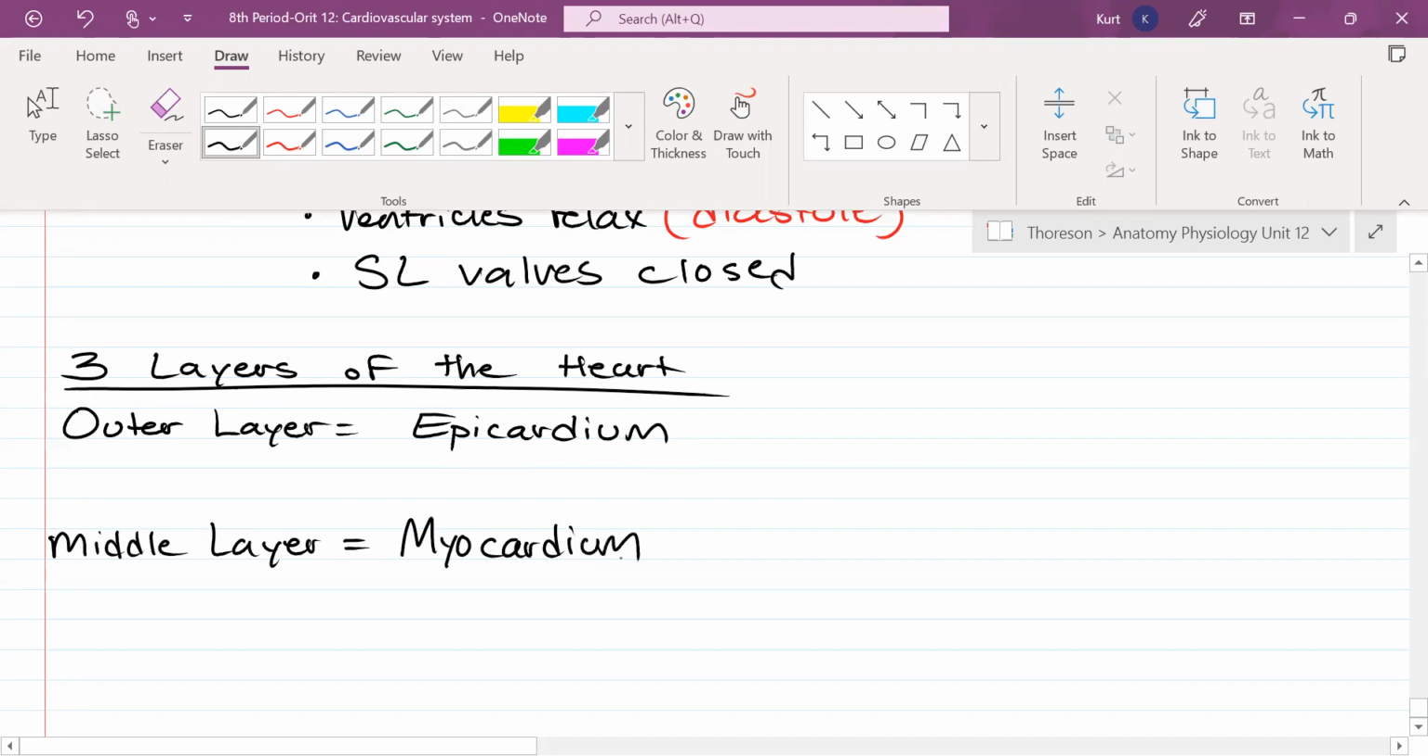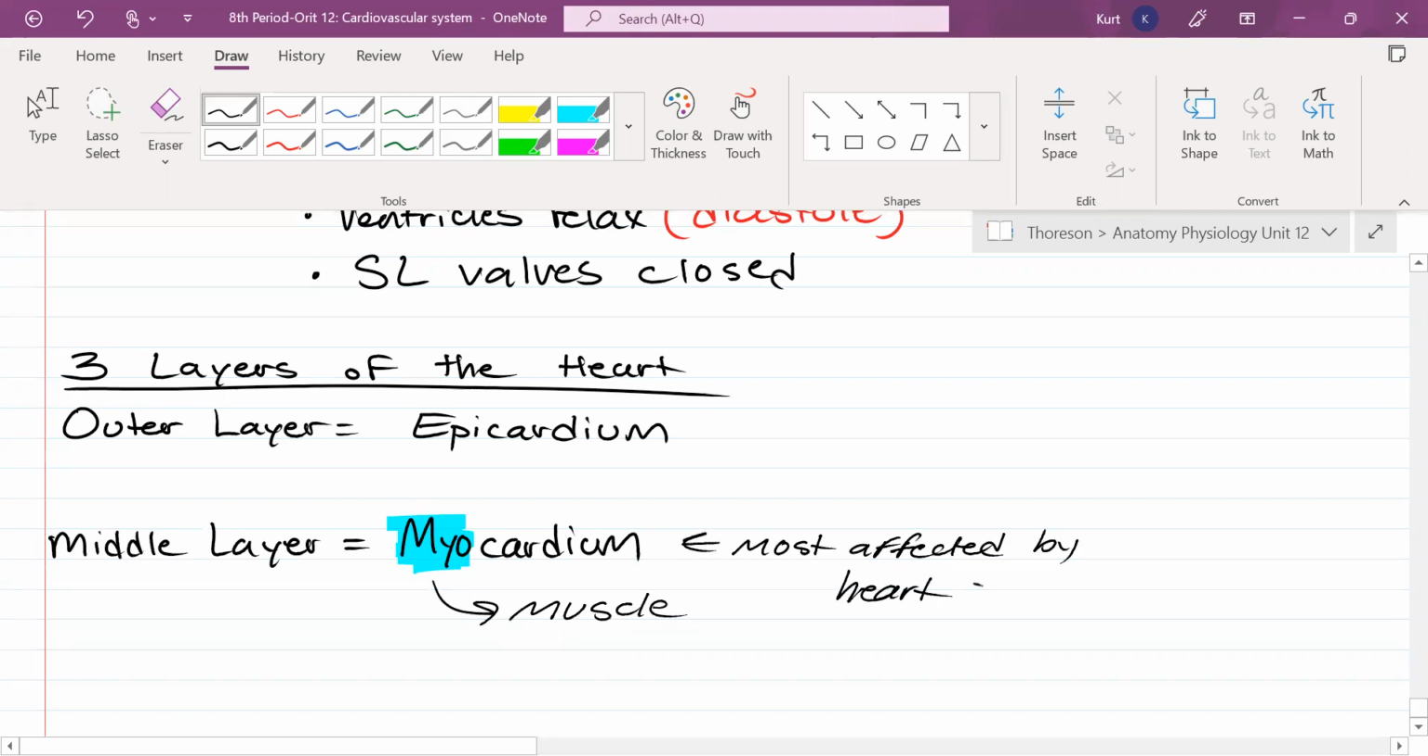Now think back to last unit. Do you recall what the prefix myo means? It doesn't mean middle. That's meso. What is it? Very good, Amara. This means muscle. Guys, this layer is most affected by heart attacks, because this is where your muscle is.